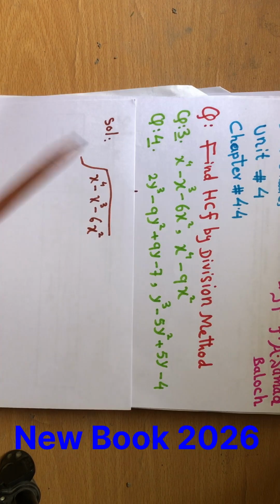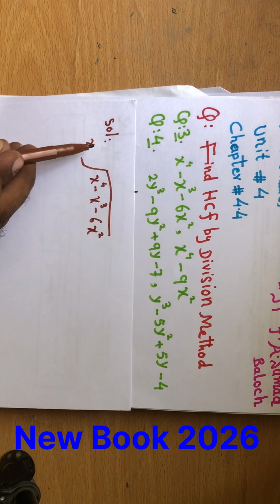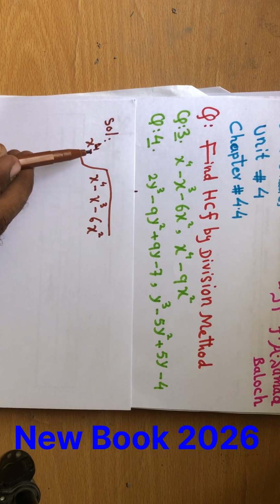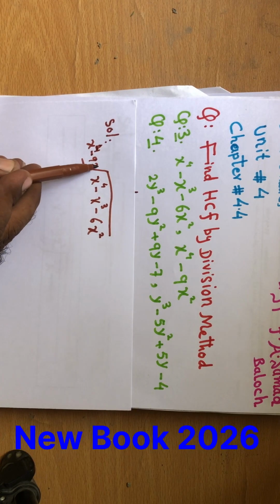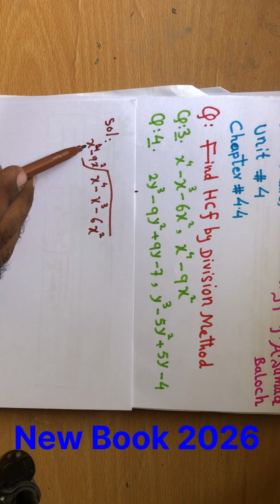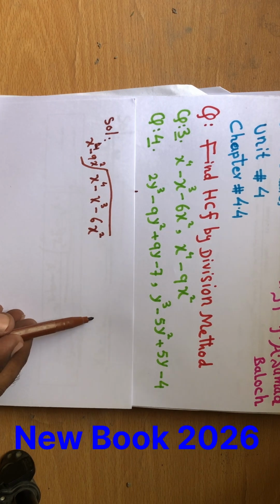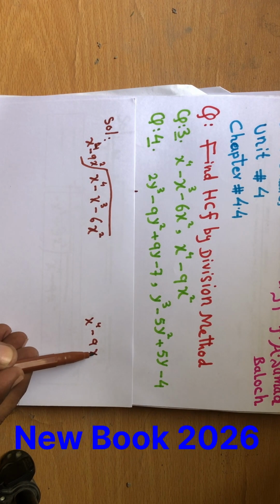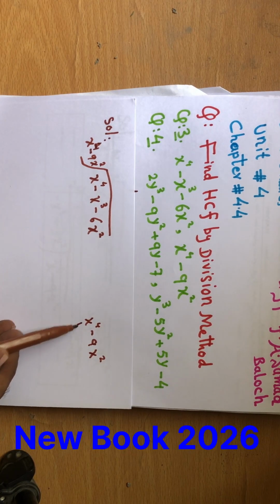Now which one are we going to make the dividend? One will be our divisor and the second one will be our dividend. First one we made our dividend and second one we made our divisor. Actually the expression with the highest power will be the dividend, but right now both have the same power. We know x power 4 can catch our divisor x power 4 minus 9x square.